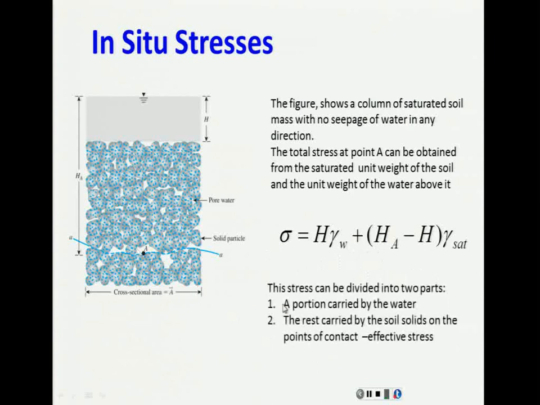Now this stress can be and is divided in two parts. A portion carried by the water, which is not only this, because remember this is saturated, so we have water here and we have water everywhere here. All these pores are filled with water. And that's the first part, a portion carried by the water, which is called the neutral stress or the pore water pressure. The stress that comes due to the pore water pressure. And the rest is carried by the soil solids when the grains are in contact with each one of them.